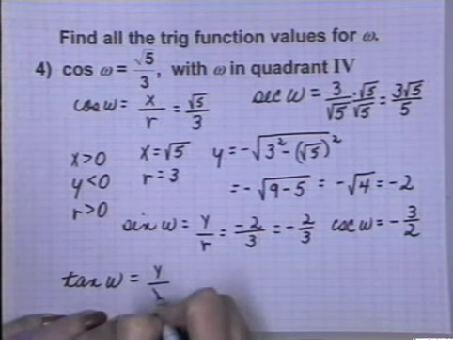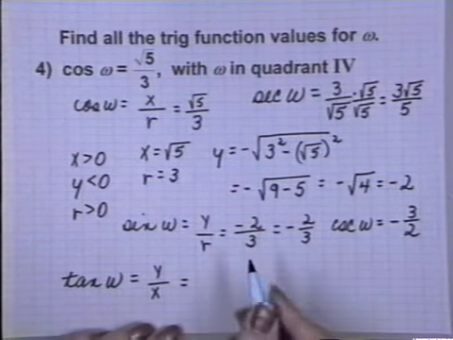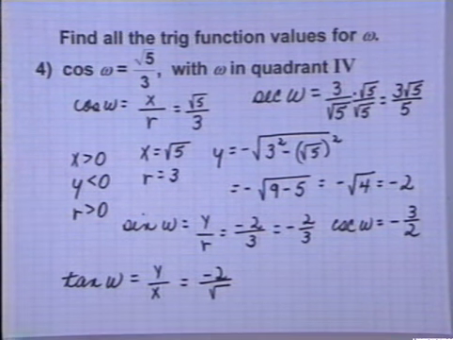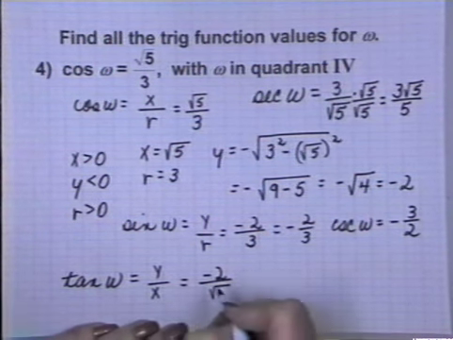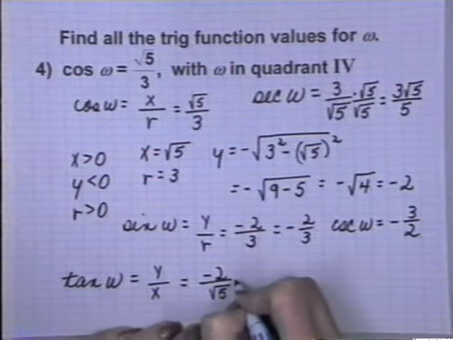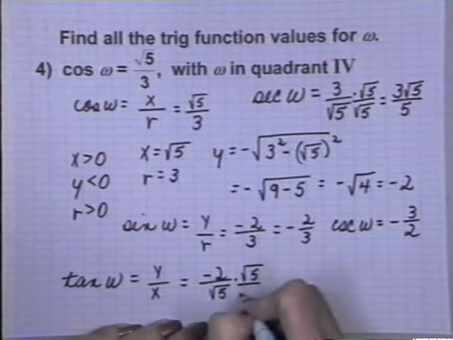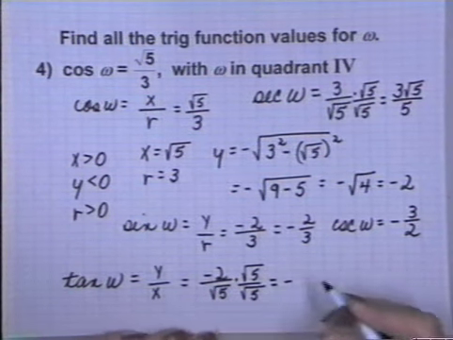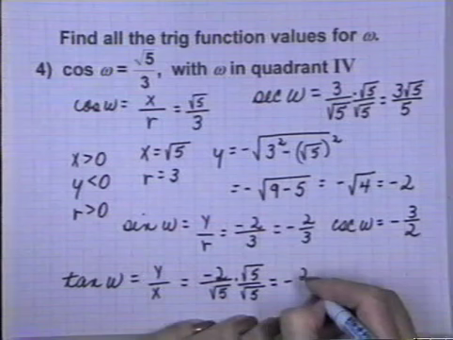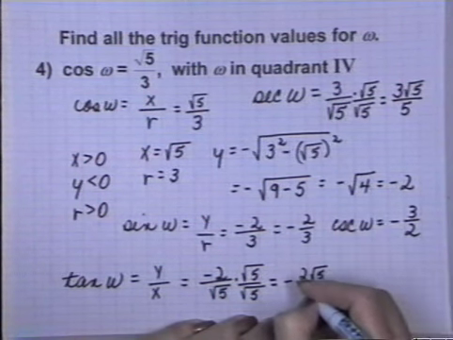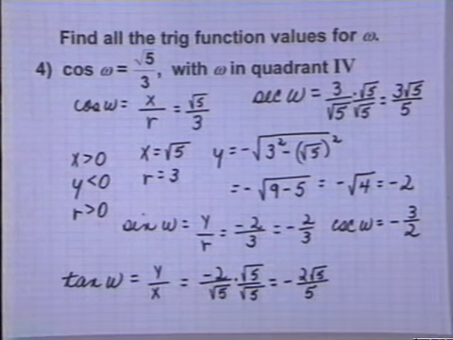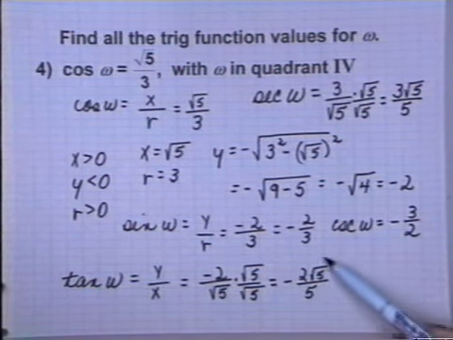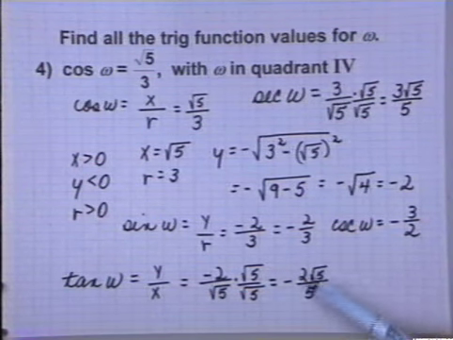Now, for my tangent equals y divided by x, so my y is negative 2 divided by x, which is the square root of 5, and so I will rationalize. I will go ahead and bring the negative out front, so I will have negative 2 times the square root of 5 over 5. Now, if I want to find the cotangent, yes, I can use the reciprocal of this.